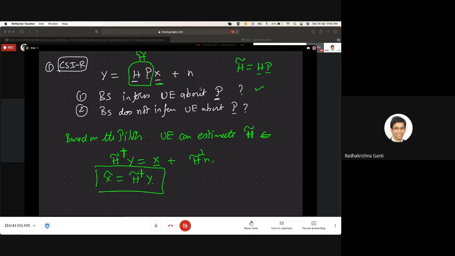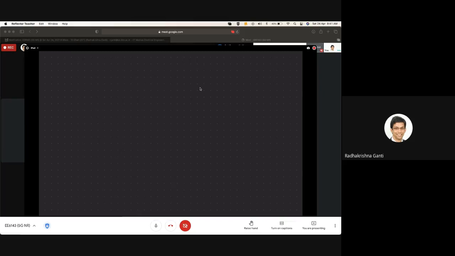So these two cases happen in the standard. There are some reasons why this will happen. I will tell you a little bit about this in a few minutes. This has to do with analog beamforming. So for now, with CSIR, the UE will know the effective channel, which is H tilde, from the pilots, and it inverts. Fine. Now let's look at CSIT.